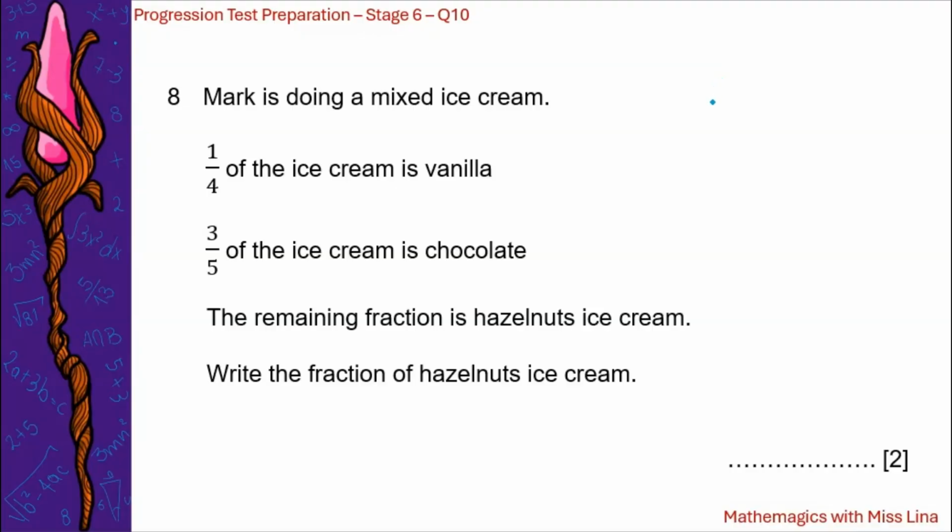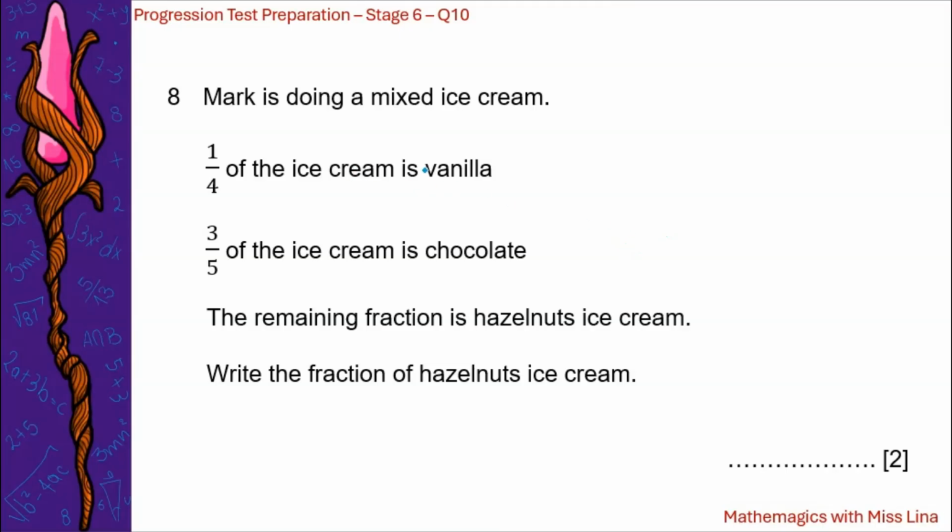Today we are going to solve the progression test style question number 10 of stage 6. This one says, Mark is doing a mixed ice cream. 1/4 of the ice cream is vanilla. 3/5 of the ice cream is chocolate. The remaining fraction is hazelnut ice cream. Write the fraction of hazelnut ice cream.